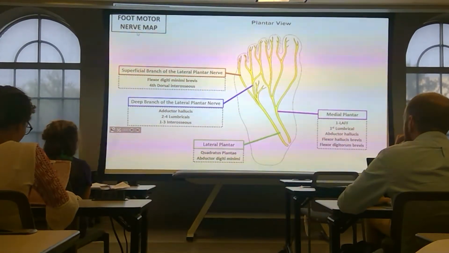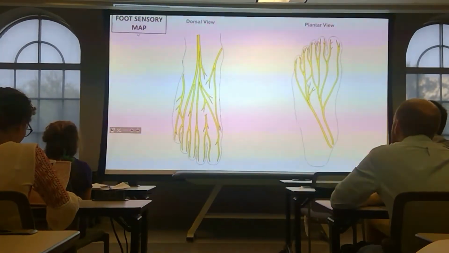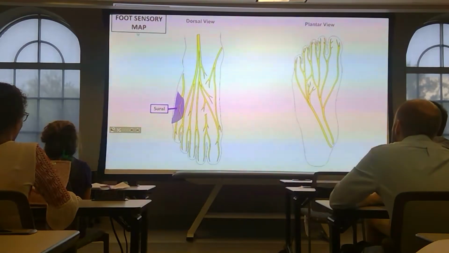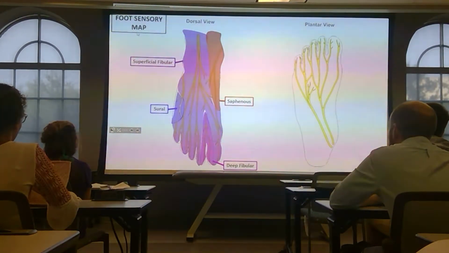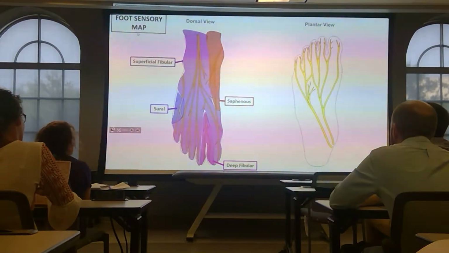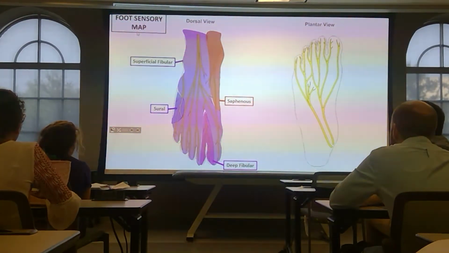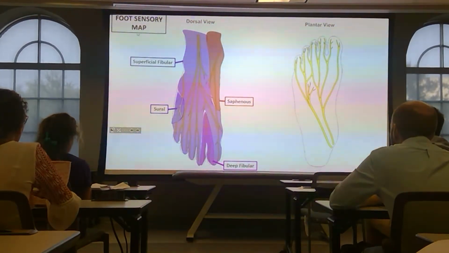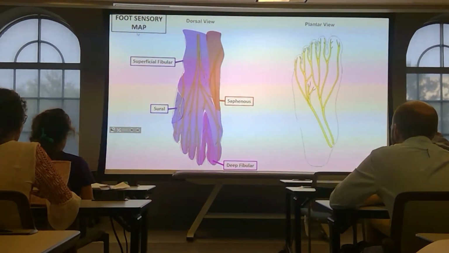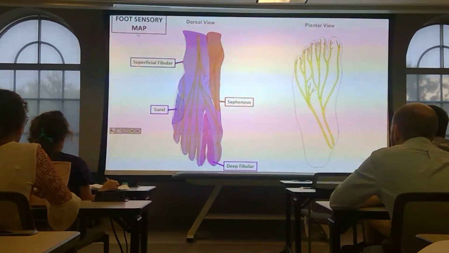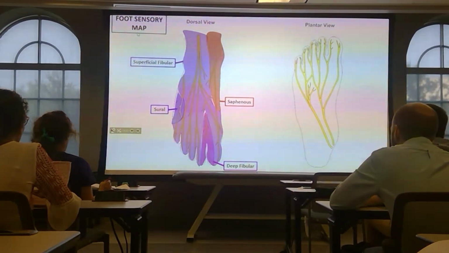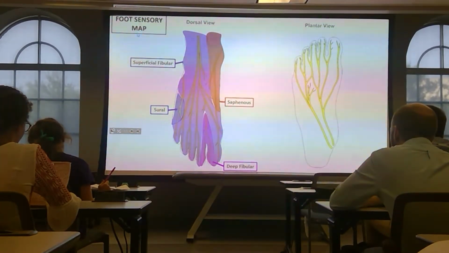Alright, so that's for motor. Now we're going to go to sensory. So the superficial fibula is responsible for most of the dorsal side of the foot. There's a very lateral, little itty bitty side that's going to be the sural nerve. Medially, before it gets to the foot area, it's going to be the saphenous, and then the deep fibular. The deep fibular is going to innervate between the first and second toes.